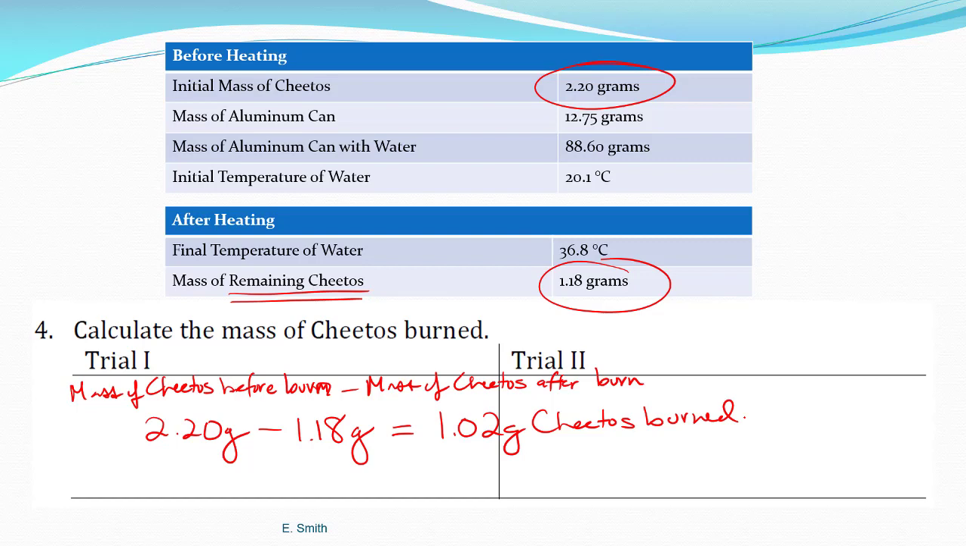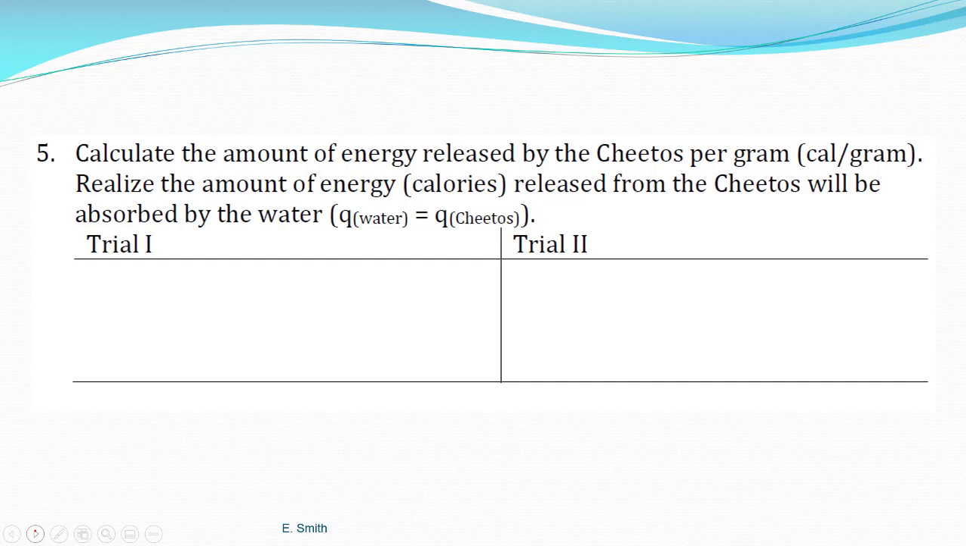Okay, and what we're going to do is we're going to use this for our answer in question number 5. In this particular one, it's asking us to calculate the amount of energy released by the Cheeto per gram. The amount of energy, and in particular, we're looking at the amount of energy in the form of calories. So we're trying to get the answer in calories per gram.